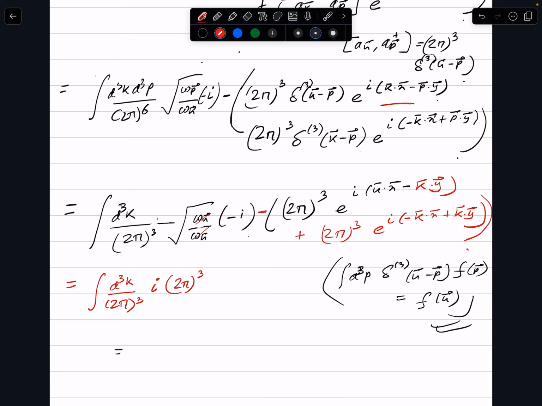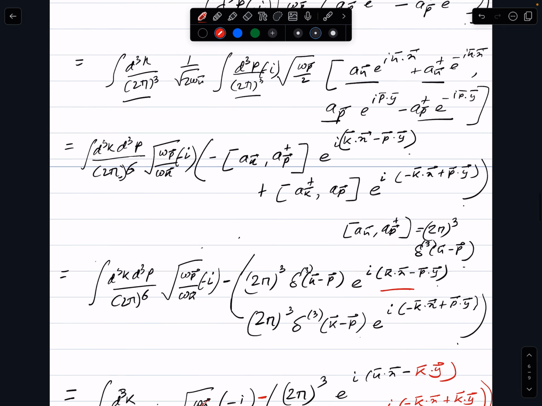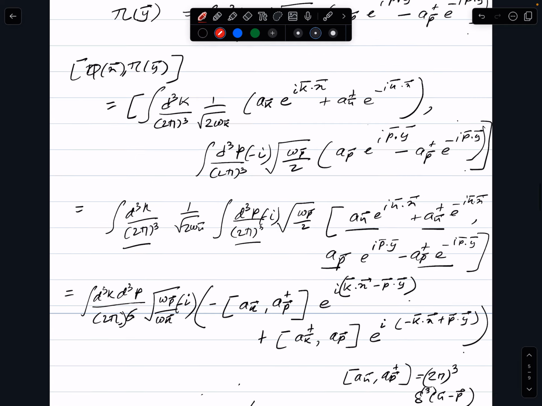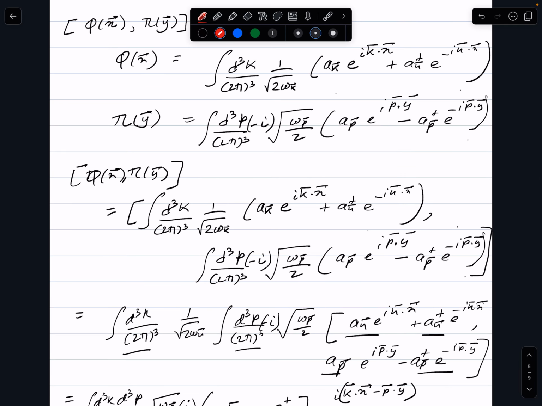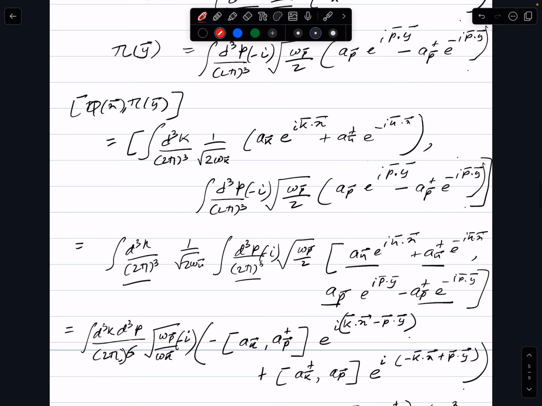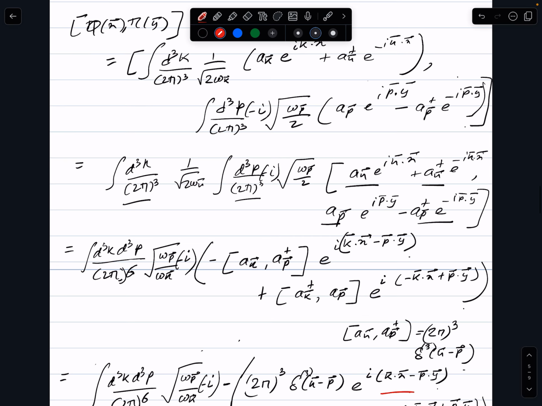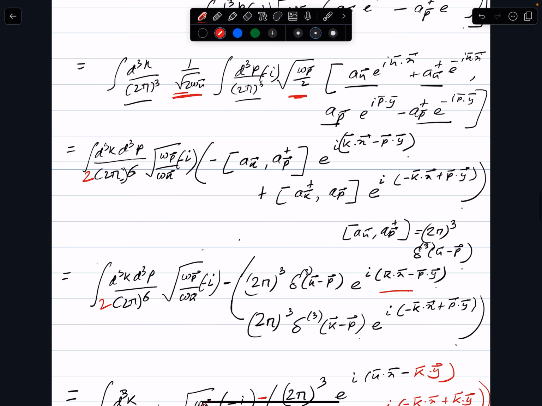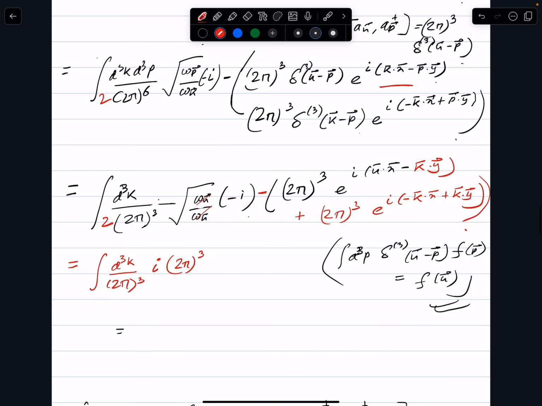and I have again, there's something, there's a factor of 2 from somewhere which I have missed. Oh, I'm sorry. See, there was a square root of omega p by 2 here and a 1 by 2 omega k. So there was a square root of 2 from here and a square root of 2 from here. That gives me a 1 by 2. So there's a 2 here, there's a 2 here, there's a 2 here, there's a 2 here. Okay.